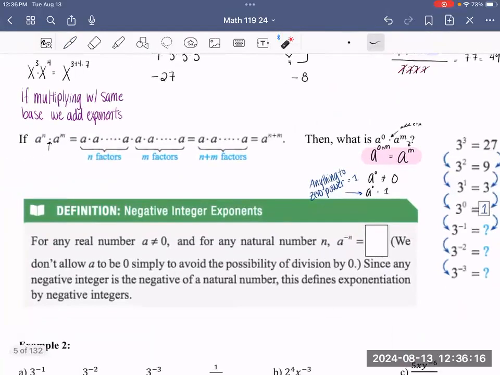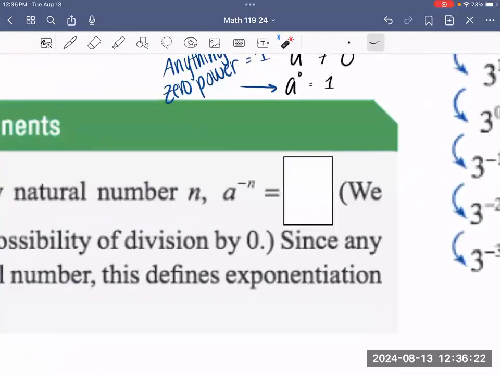Well, our next rule is going to suggest what we do. If we have a to the negative n, then we can use the reciprocal rule. I'll write that here.